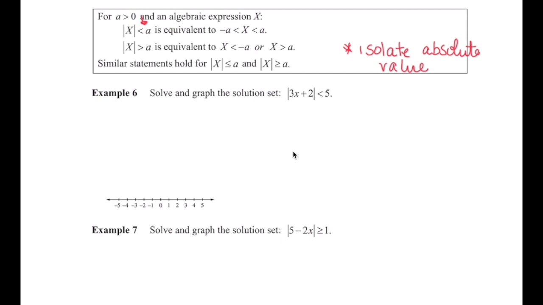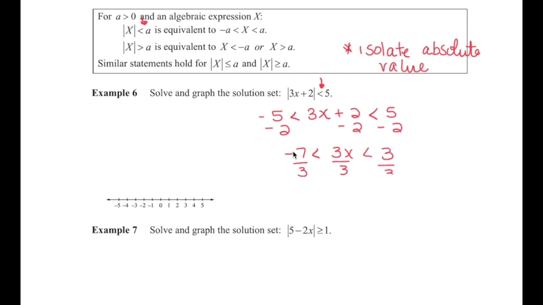When I look at my first piece, I see that our absolute value is already isolated. I see I have a less than symbol, so I'm going to set this up as negative 5 less than 3x plus 2 less than the positive version, and then go ahead and get x by itself. We need to subtract 2 from all pieces such that negative 7 is less than 3x is less than 3. Divide everything by 3. So negative 7/3 is less than x is less than 1.